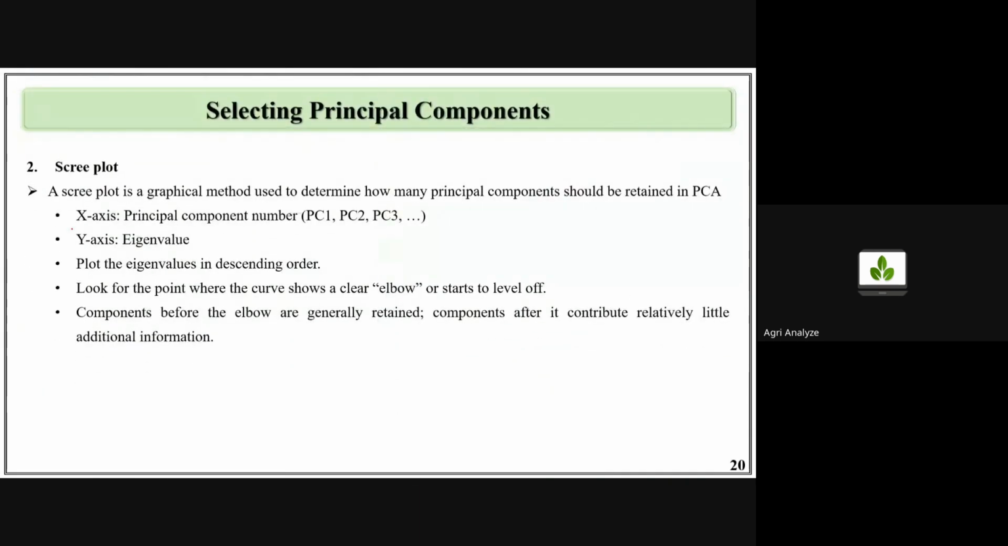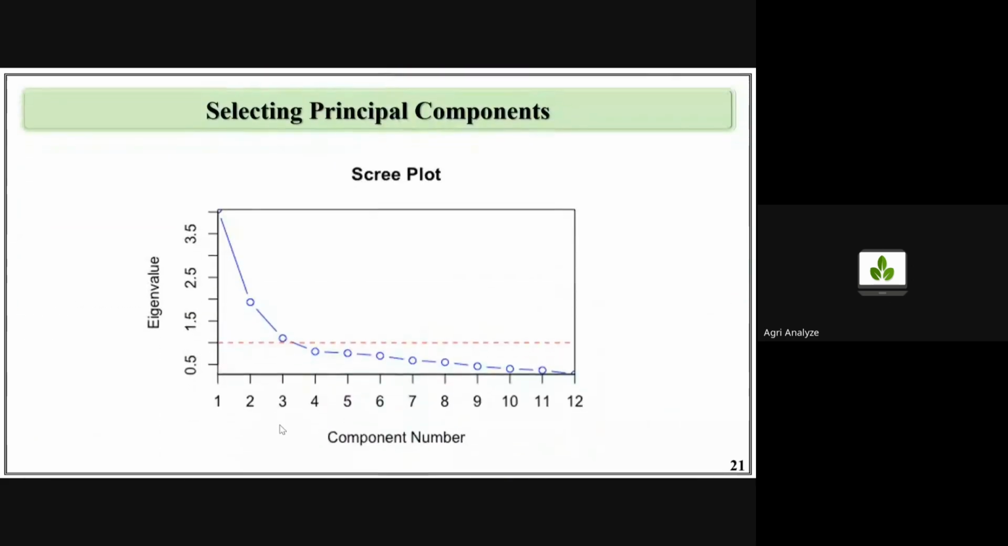Now another technique is the scree plot. In the scree plot, we plot the number of principal components against the eigenvalue. On the x-axis, we plot the number of principal components PC1, PC2, and PC3, and on the y-axis we put the eigenvalue. Then we plot the eigenvalues in descending order. So this is the scree plot of our data.